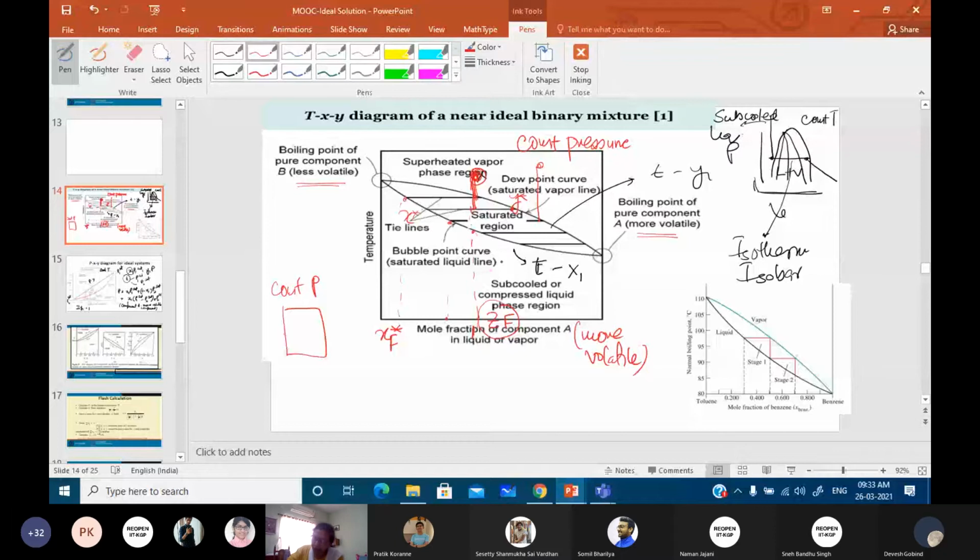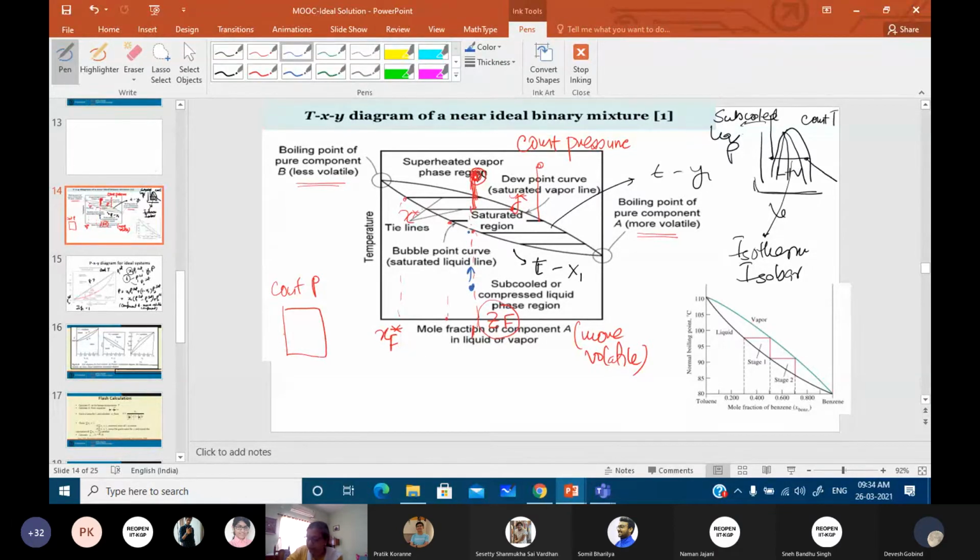Now, if we do the reverse, we start from this point in the subcooled liquid region, and then we start the heating process. What happens? We keep on heating it, the composition remains the same.